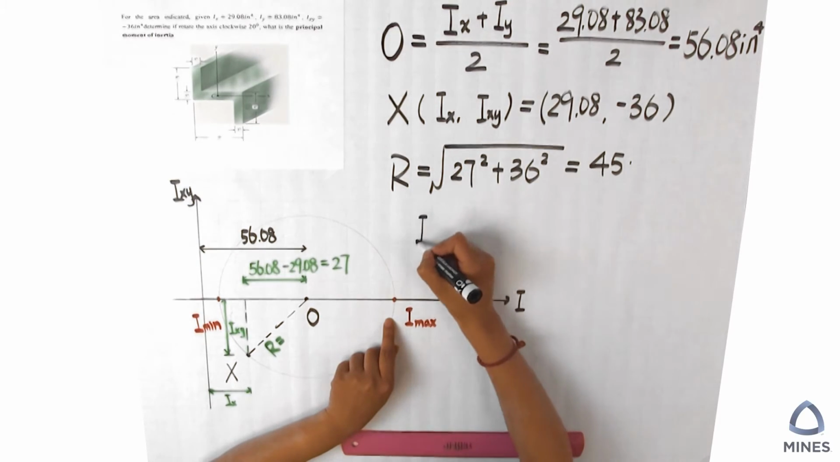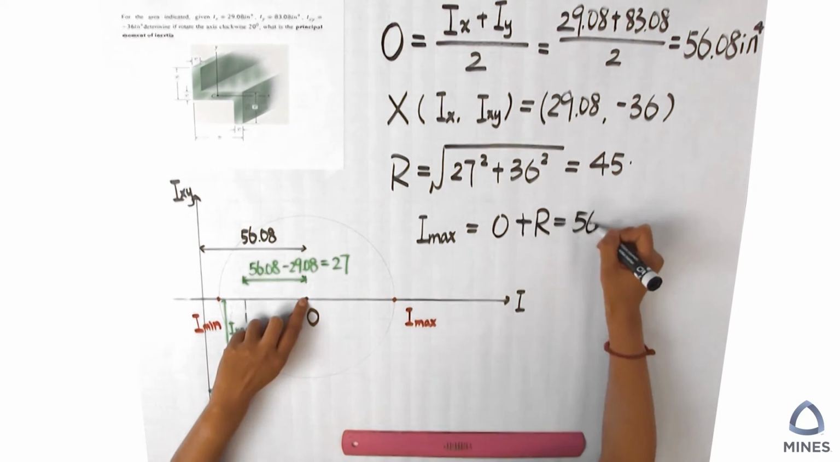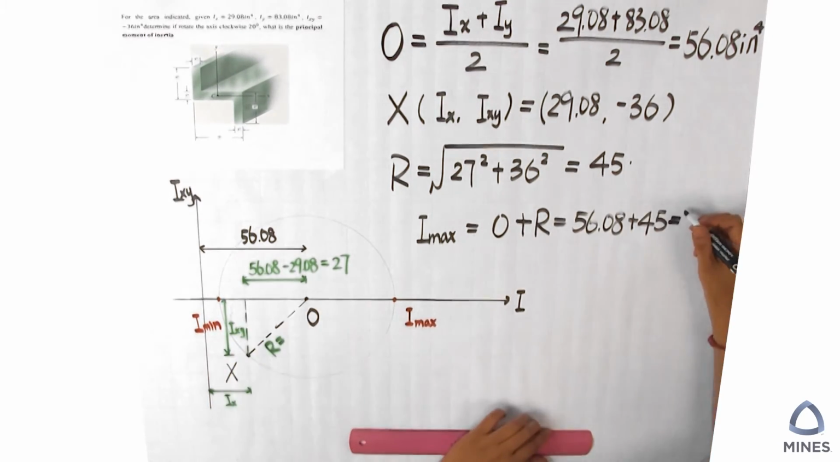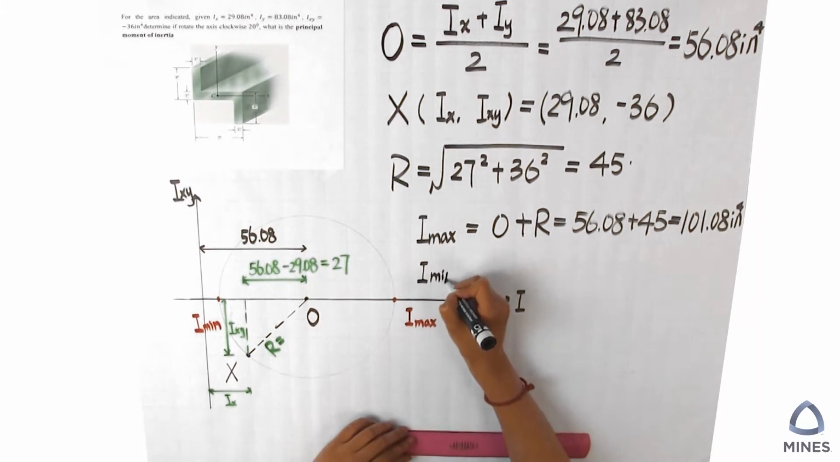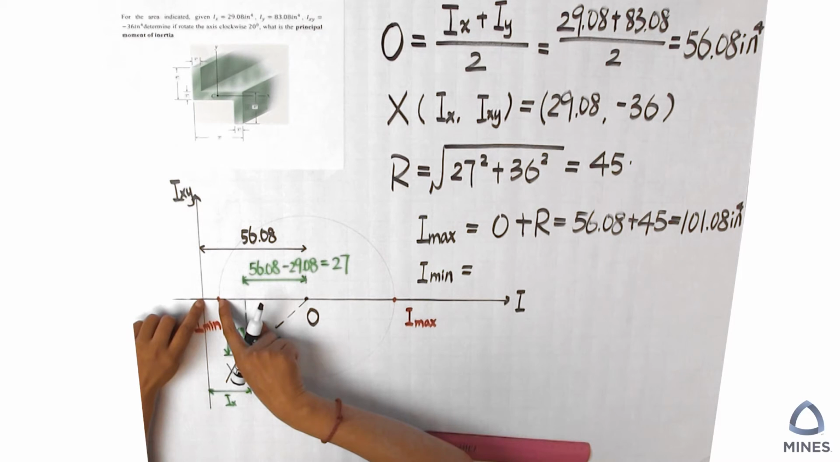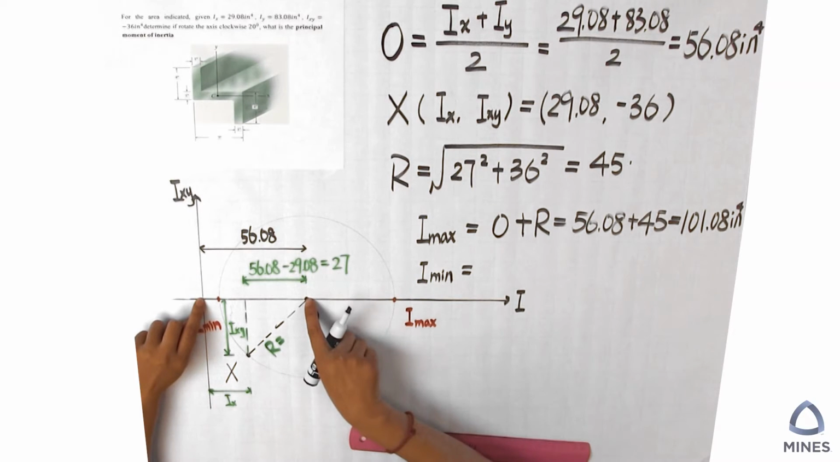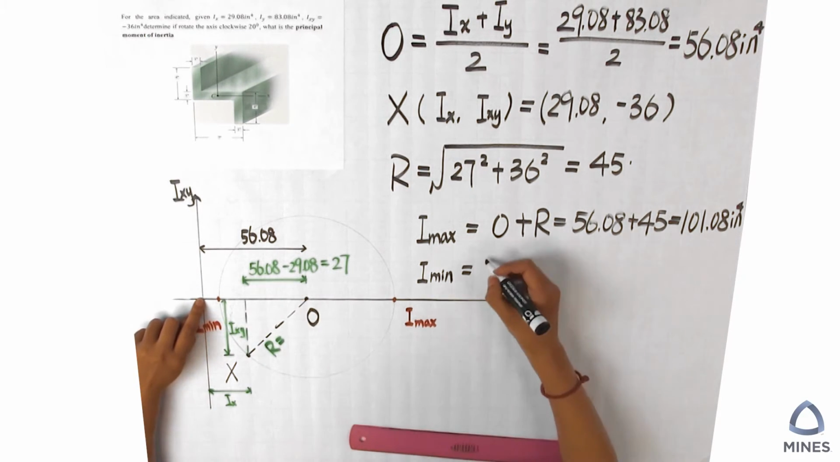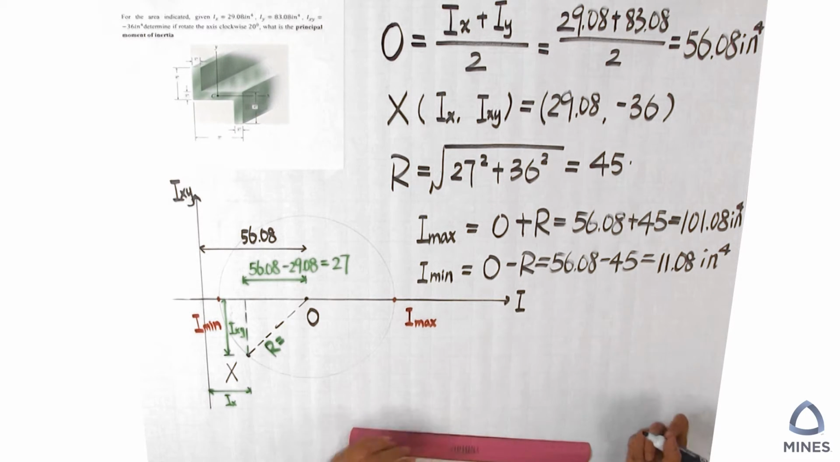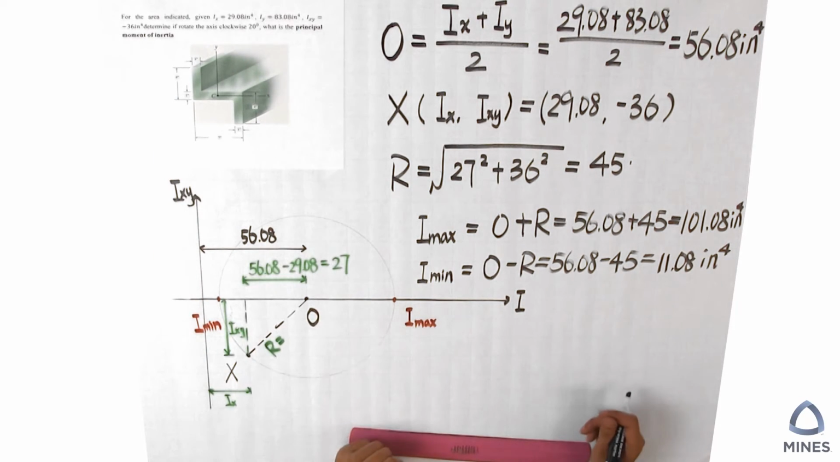So now, based on the geometry, we can see the maximum moment of inertia equals the center of the Mohr circle plus the radius. And the minimum moment of inertia, you can see this distance, is going to be the center of the Mohr circle minus the radius. So the next thing we are going to do is figure out how we are going to rotate our original axis to get the maximum or the minimum moment of inertia.